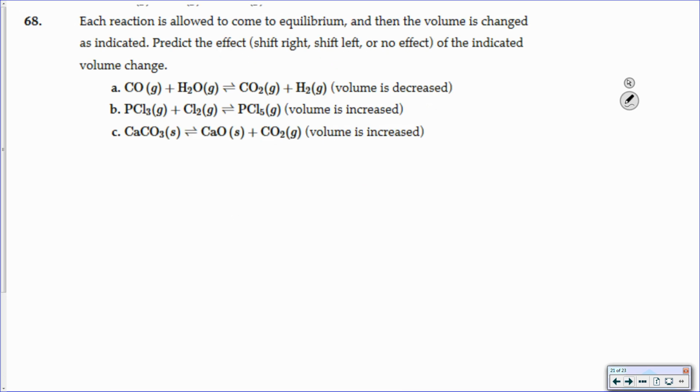Okay, so on this one, the system comes to equilibrium, then the volume is changed. In some cases it increases, in some cases it decreases, and I want to know how it's going to shift. All right, so what happens with A is that the volume is decreased. If I decrease the volume, how's the system going to respond?